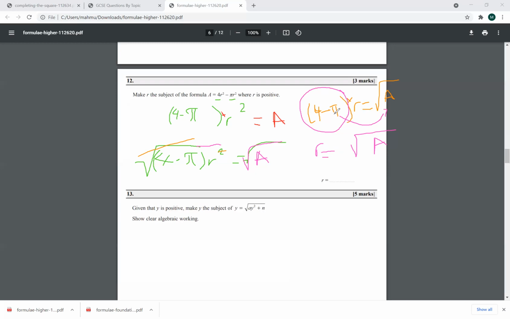Plus. Why is it plus? Because there's a minus. But I know there's a minus, but this is times it. Remember, anything that is getting times, oh yeah, divide. So the answer is we just divide this whole thing by 4 minus pi. The sign stays where it is. Because it's a times, we don't change the signs around. If it's a divide, we take it to the other side and it becomes a times. We don't change any of the sign, even if there's a minus or plus. And if it's a times, it becomes a divide. So the answer is square root of A divided by 4 minus pi, and R is on its own.